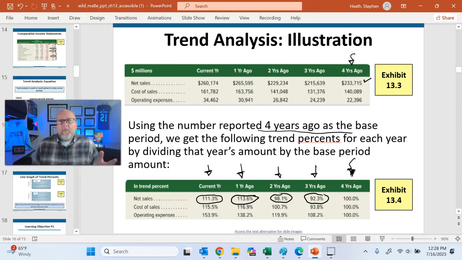What did we do in these previous 2 years, this year and the previous one, that led to an increase over our base? Maybe it was inflation. Maybe we found more customers. We sold more units, but it's worth looking at.